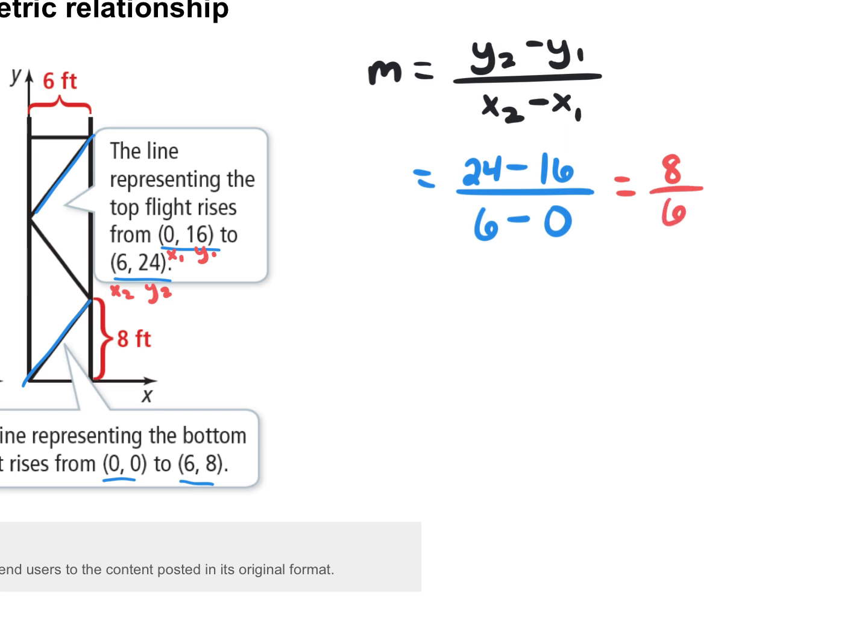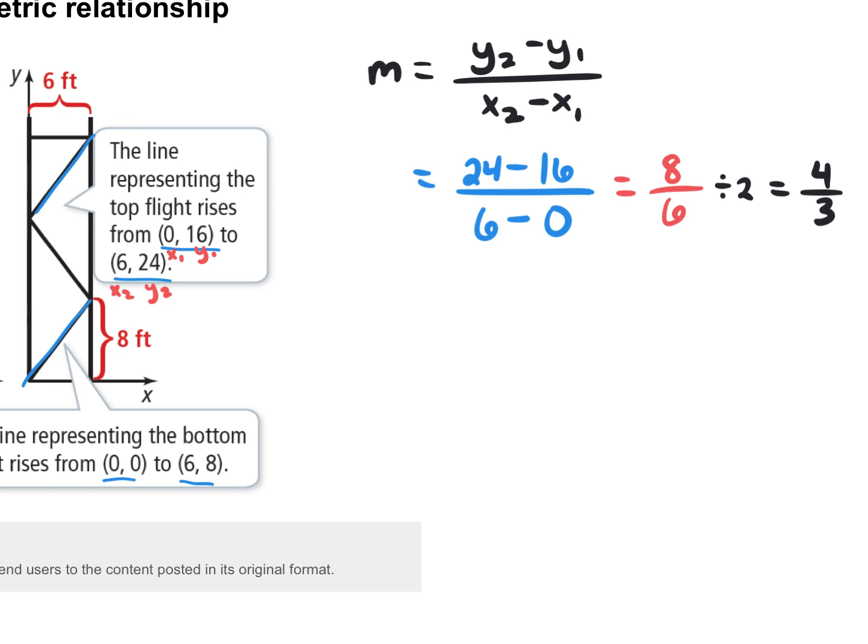With slopes, we want simplest form. What does that mean? Is 8 over 6 in simplest form? No, why not? Yeah, you can divide it by 2, right? A number that goes into both of those is 2. So we get our answer as 4/3. That's the slope of our first line.